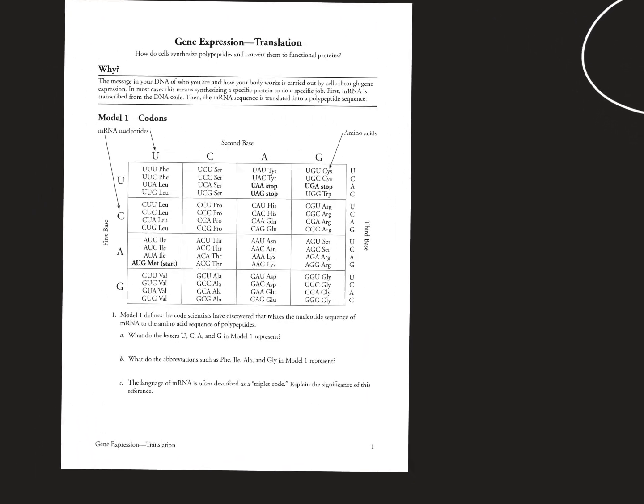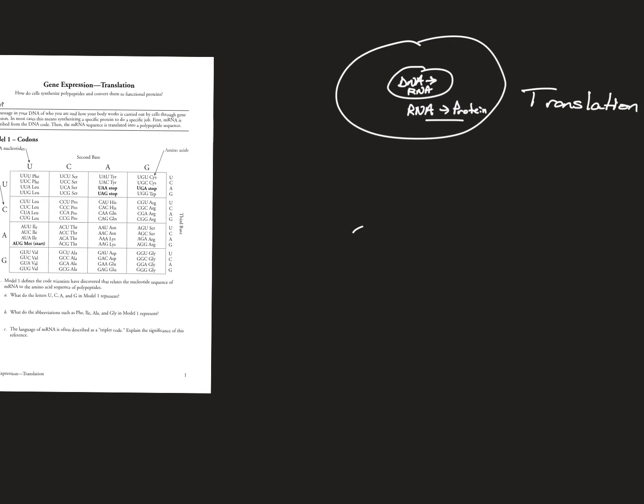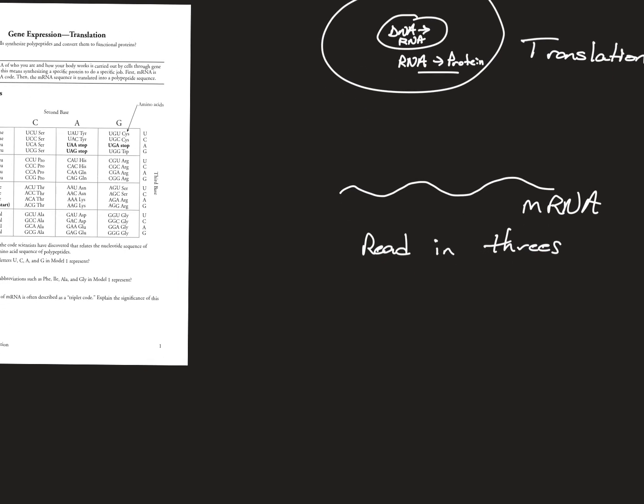Translation here is based on a codon sequence. So you have this mRNA. If you paid attention last week, you know what that is. The mRNA is read in threes. So that's why it's called a triplet code. Every three. 1, 2, 3. 1, 2, 3. Every three, starting at AUG.